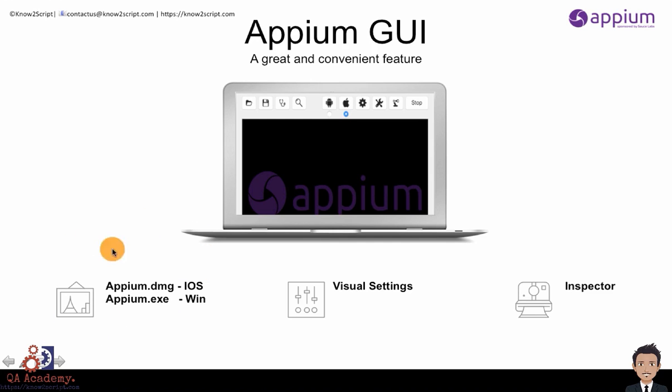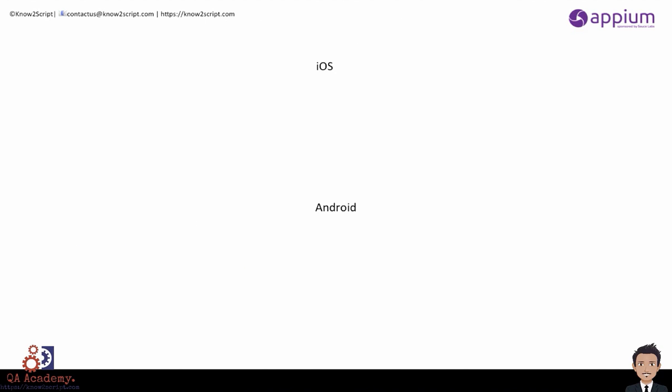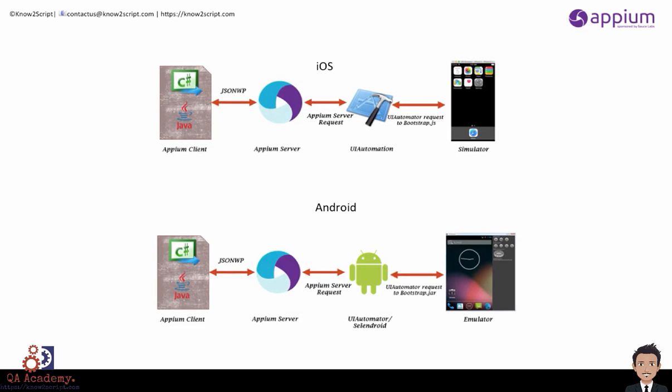The APM has two setup files, a .dmg for Mac system and an .exe for the Windows system. Alright, so let's look at the very important flow to discuss how APM works. The APM scripts can be written in any programming language like Java, C#, Ruby, etc. This script will be understood by the APM server with the help of the WebDriver JSON-Wire protocol.